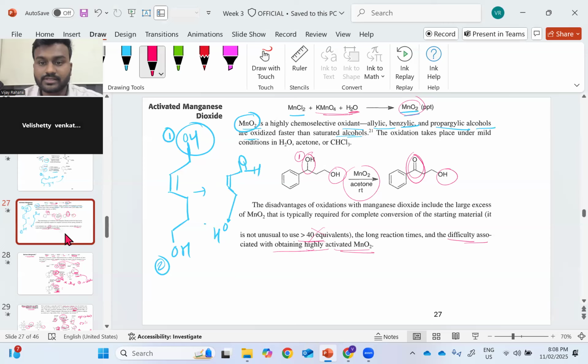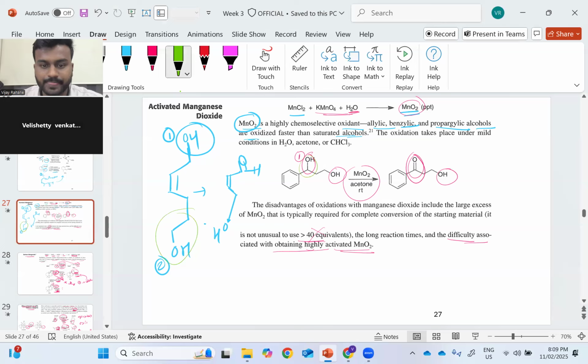Further, we see the use of manganese dioxide based oxidation. This manganese dioxide oxidizes allylic, benzylic as well as propargylic alcohols over the primary. So a saturated primary alcohol, which is isolated, like this one, which is not allylic, not benzylic and not propargylic, does not get oxidized. But it readily oxidizes allylic, benzylic, and propargylic functional groups.